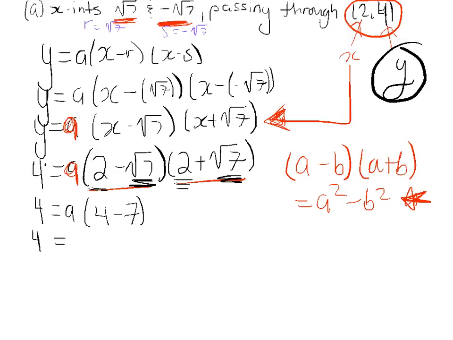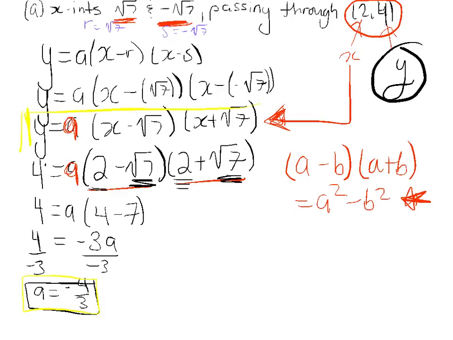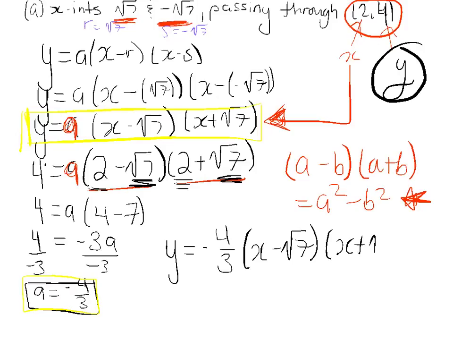We have 4 is equal to negative 3a. Divide both sides by negative 3, and a is equal to negative 4 over 3. Now that we know our a value, we can use our a value and the factored form of the equation to come up with our final version, which is y is equal to negative 4 over 3, x minus root 7, x plus root 7.